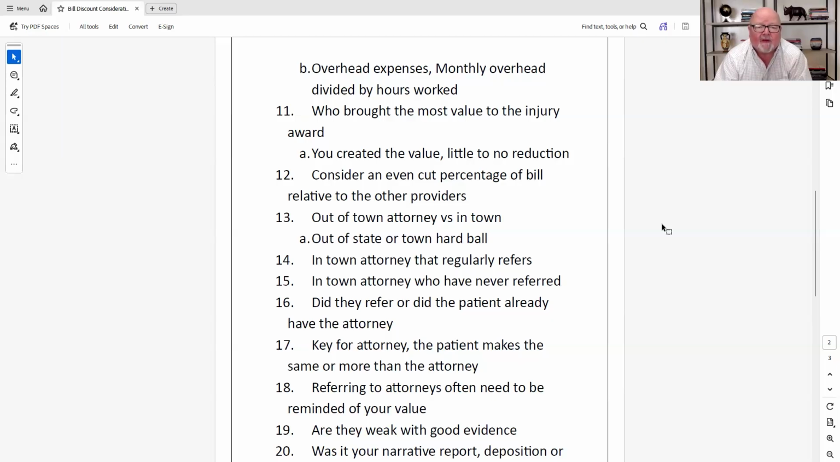So request that from the attorney. Did they drop the case or not? I'm sending it to the attorney: are you still handling the case or not? I'm sending it to the insurance company. I want to know if he did.